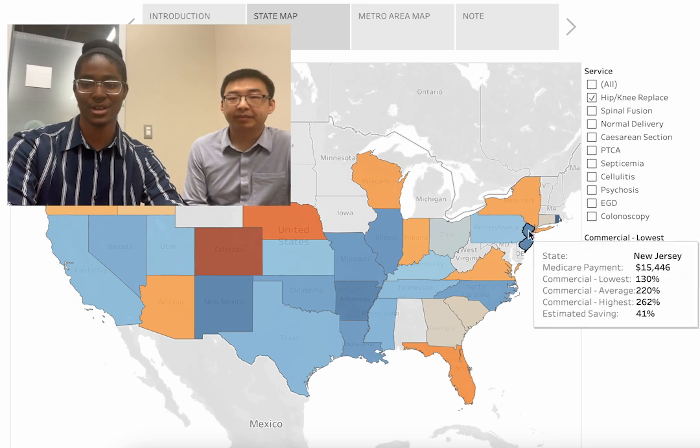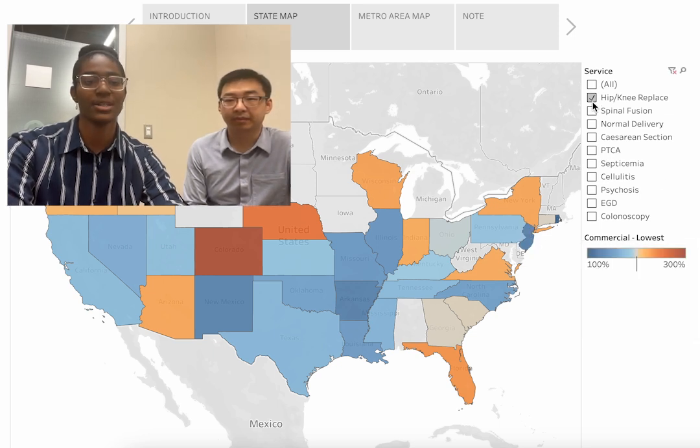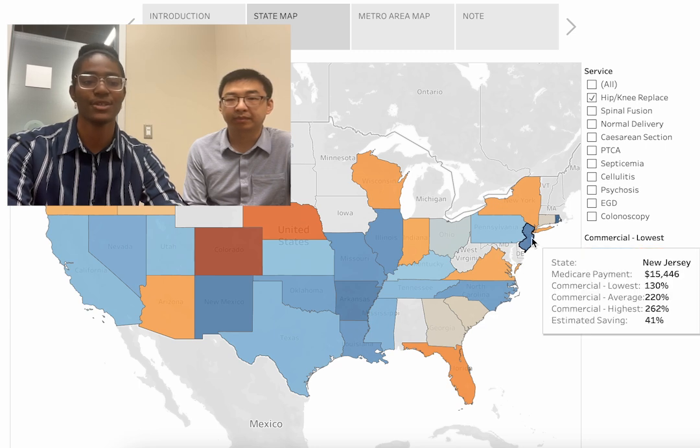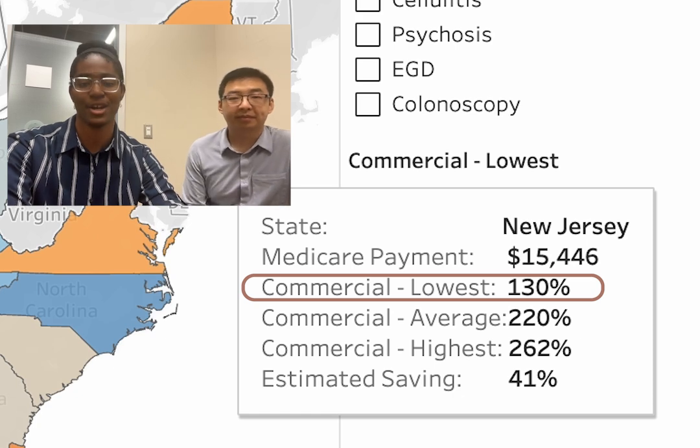So if I'm an employer in New Jersey and I need to cover the cost of an employee's knee replacement surgery, this tool tells me that the lowest commercial price it could possibly be is 130% of the Medicare payment we're using as a baseline. In other words, the lowest commercial price is 1.3 times greater than the Medicare payment.